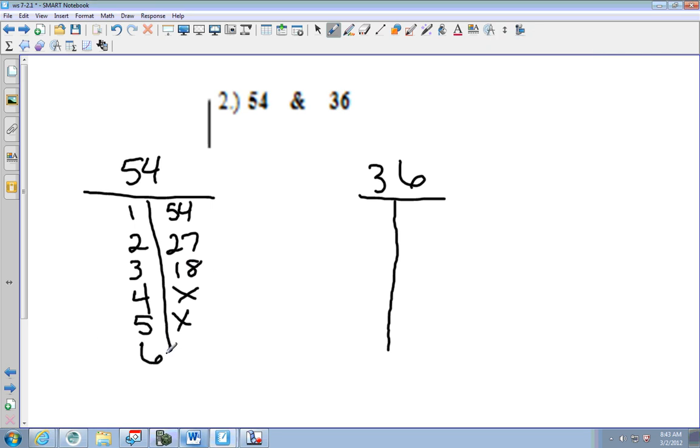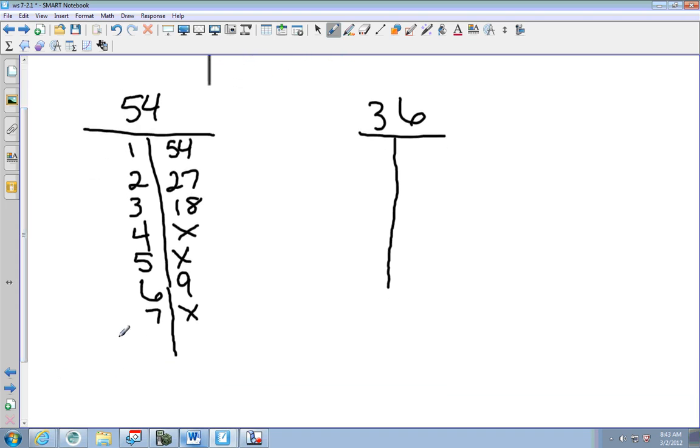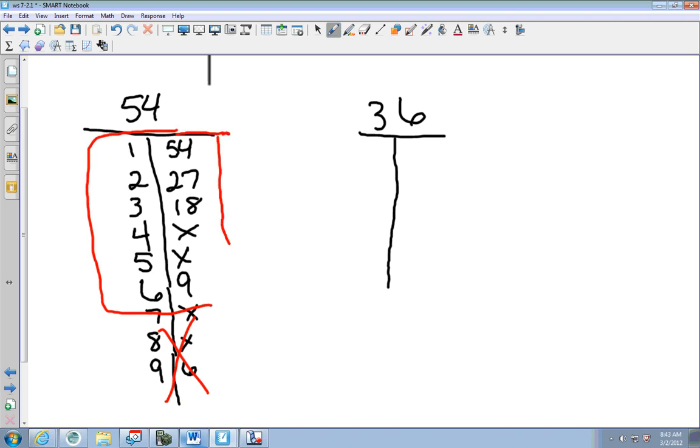6. What about 54 divided by 6? 9. What about 7? 7 does not go in evenly. What about 8? No. What about 9? But we're repeating now, right? Okay, go away, repeaters. There's the factors I'm going to use and look at. So now let's go look at 36.